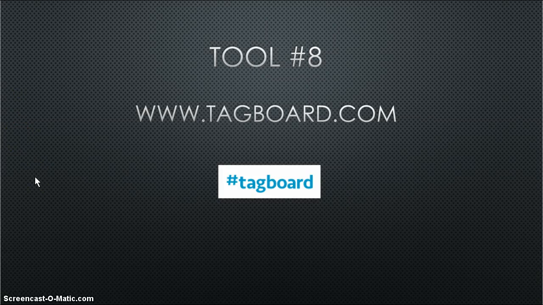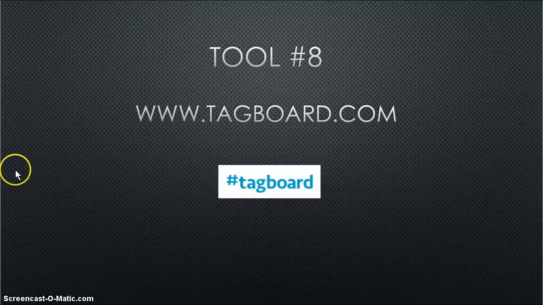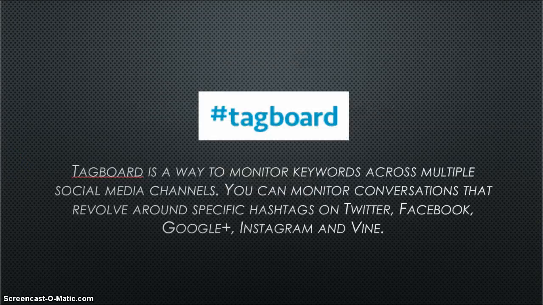So tool 8 has to do with being able to prospect for your business, as well as being able to market your brand and to monitor your business. And that tool is called Tagboard. Tagboard.com is the URL for that. And let me give you the official definition of what it is, this tool. Tagboard is a way to monitor keywords across multiple social media channels. So you can monitor conversations that revolve around specific hashtags on Twitter, Facebook, Google+, Instagram, and Vine. And I think they have a few others as well.